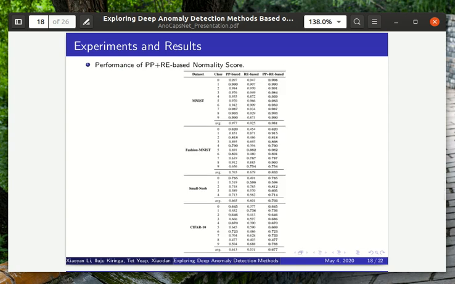Next, let's look at the performance of the combined anomaly score function. This table displays the performance of 3 CapsNet-based methods on 4 datasets. As mentioned earlier, since prediction probability and reconstruction error based anomaly score functions can complement each other, not surprisingly, the combined method can take advantage of both methods and perform the best.